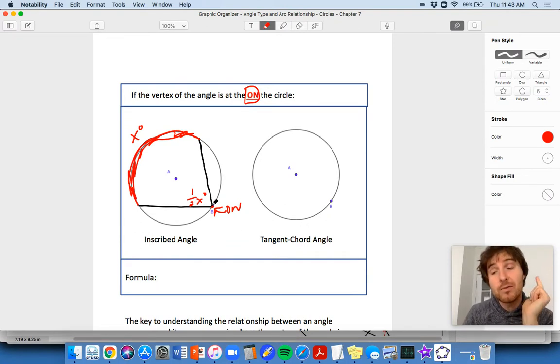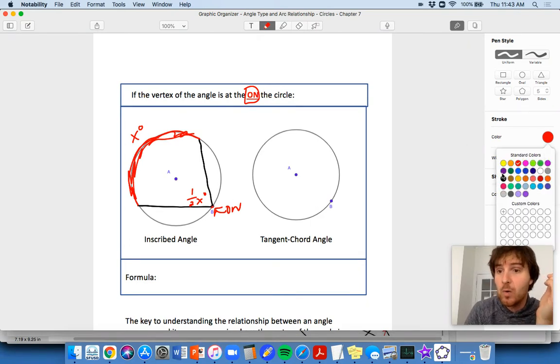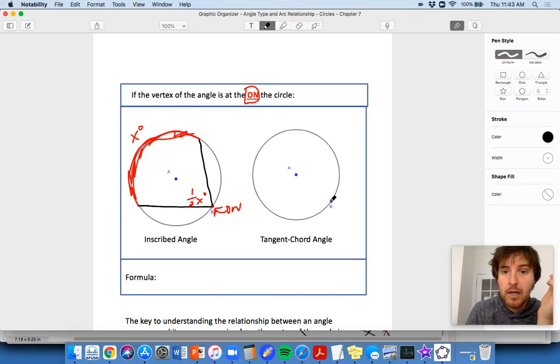And a tangent chord angle, let's look at what that has in common with an inscribed angle. Well, it has a chord. Let's maybe draw a chord in here. Okay, let's draw a chord, right. Let me draw a different chord. I'll draw a chord right there.